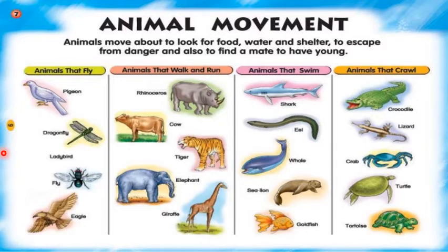Why are the flying animals flying? Why are the animals walking, and how are they walking? How are animals swimming and how are they crawling? We will learn about them one by one in the next class.